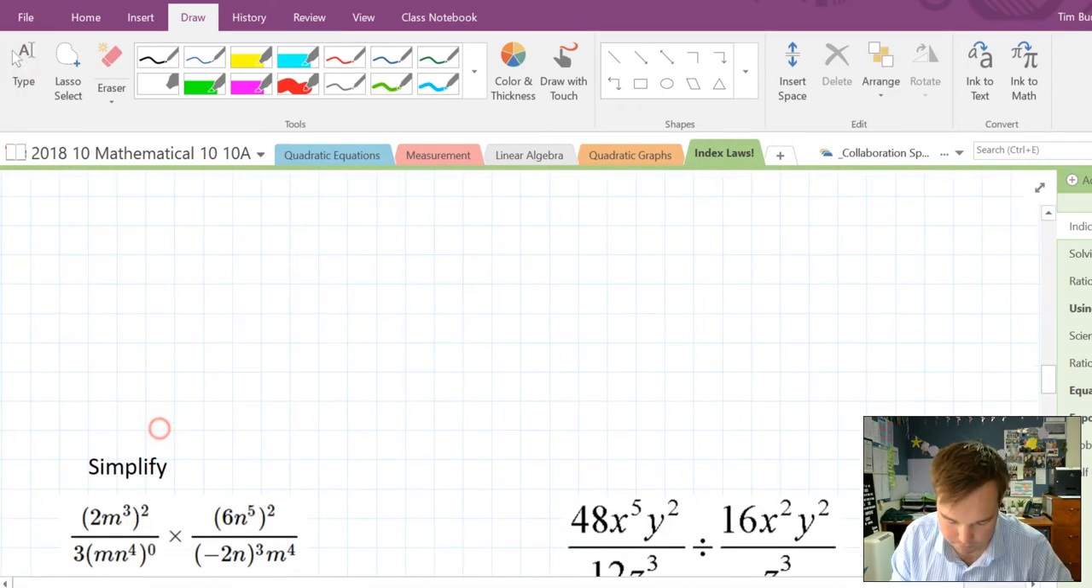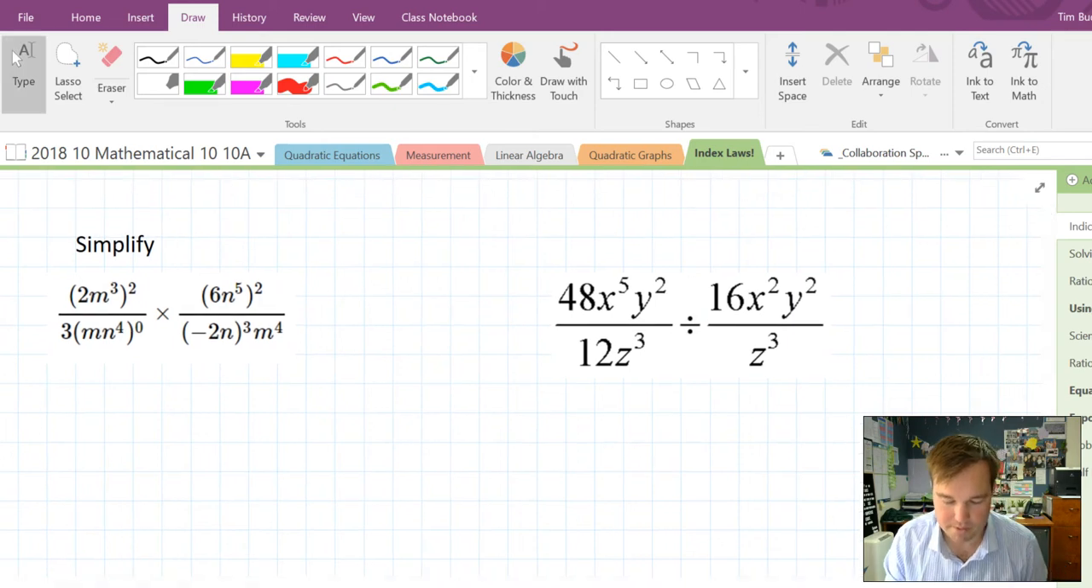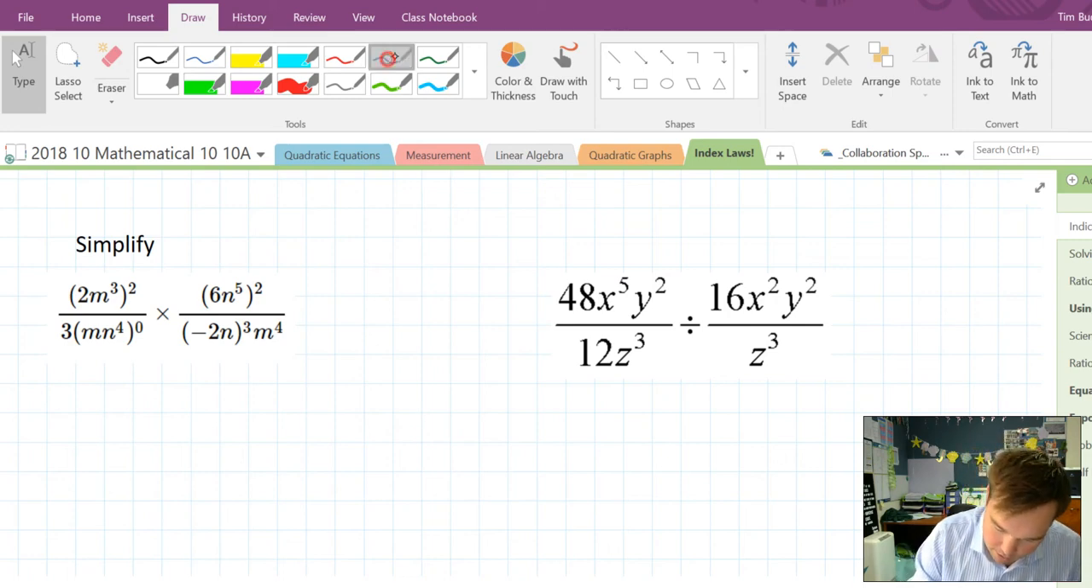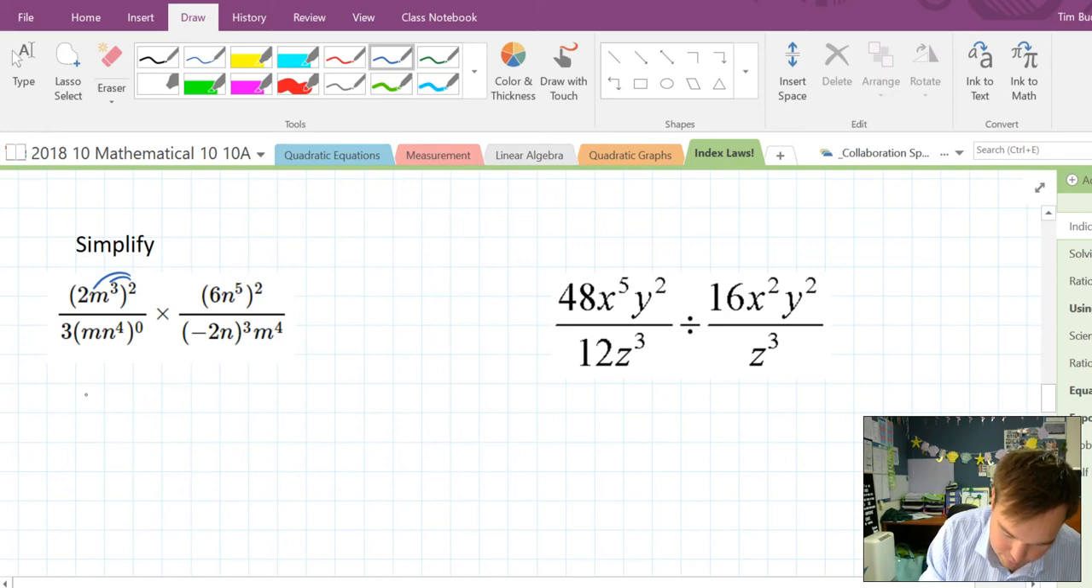Alright, heading down, more complex ones. These are more likely the ones you'll get in the test that take a little more work, but providing you're careful, they're fine. Alright, so let's take this one here. The 2 goes into everything. 2 to the 2 is 4, but I'm just going to leave it as 2 to the 2, m to the 6 over.